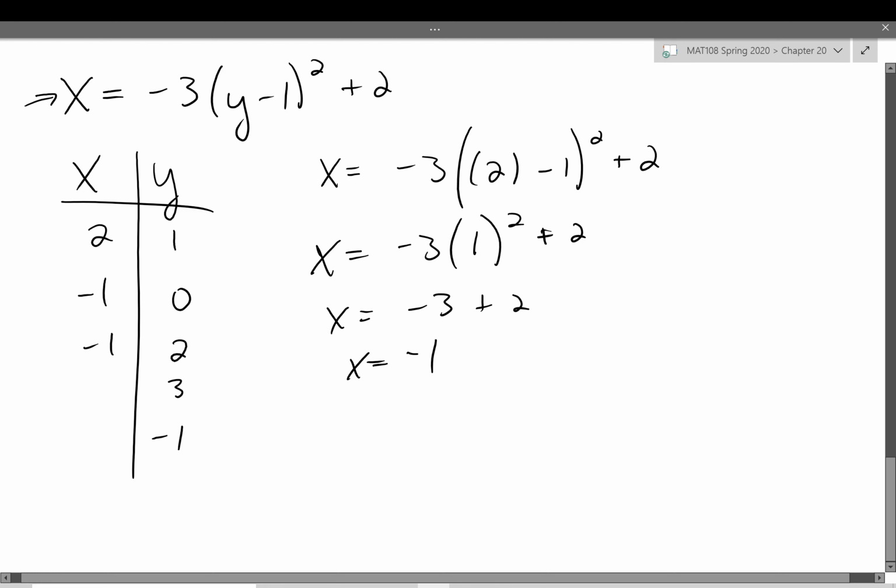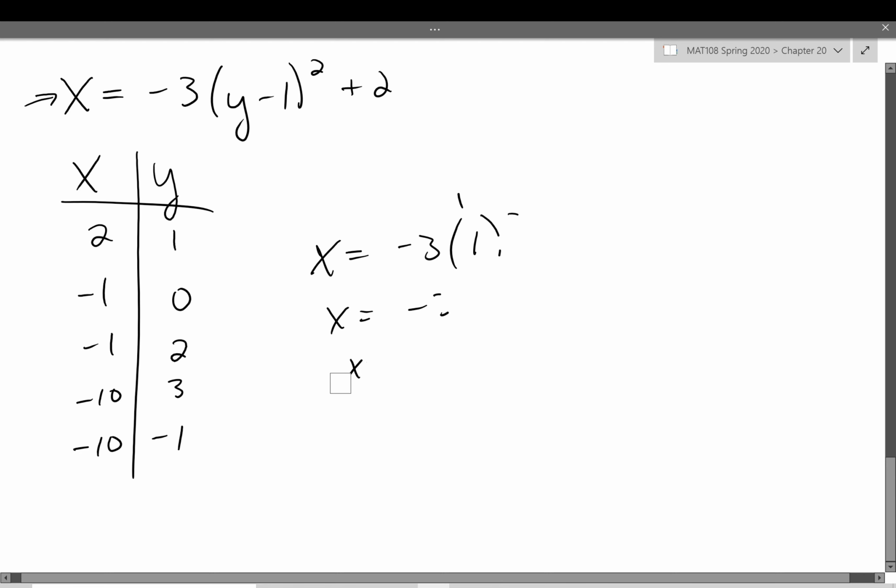So for the remaining two, I'll let you solve them. But check me if I'm wrong. They should both be -10. Okay. And now what we're going to do is we're going to graph. All right. So let's go ahead and graph.